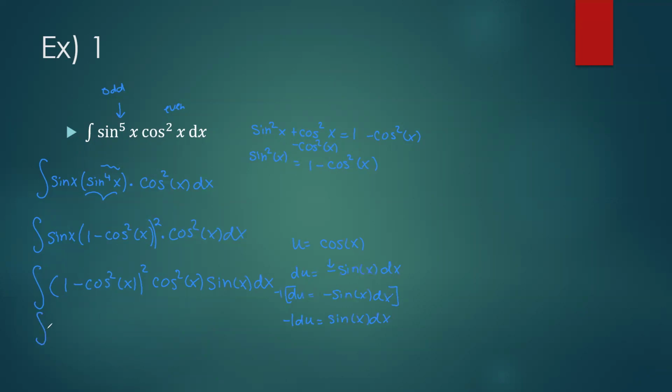Okay, so we said that u is cosine x, so you can rewrite this as 1 minus u squared. Raise it to the second, and then cosine square x is going to be u squared. And then what you could do is replace sin of x dx with negative 1 du. Negative 1 is a constant, so I'm going to put it outside the integral, right here.